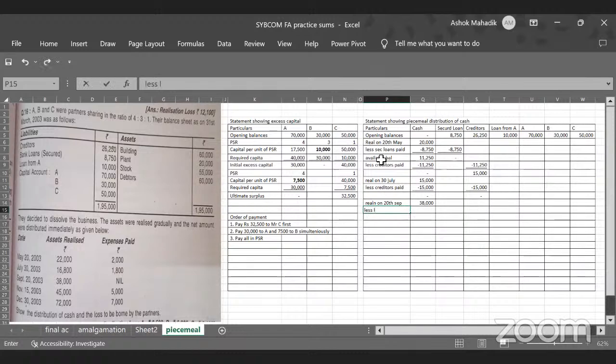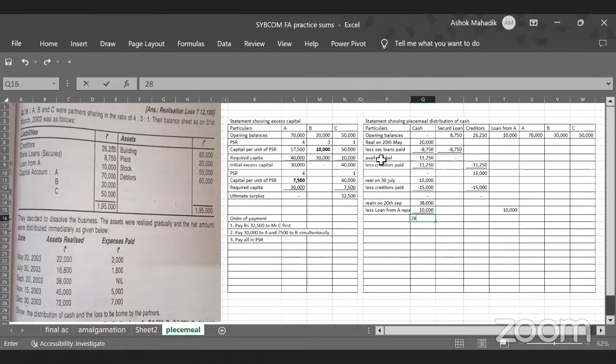Less loan from A repaid. So from cash, how much I should deduct? 10,000. Clear? And from that liability, that is loan from partner, I'll deduct 10,000. Clear? Always use next line to write less paid to a party. Clear? When you write realization on 20th September 38,000, in same line don't write payment. Okay, for payment use next line. Okay. So now how much cash balance we are left with? 28,000. I hope you are solving along with me. And partner's loan is 0 now.